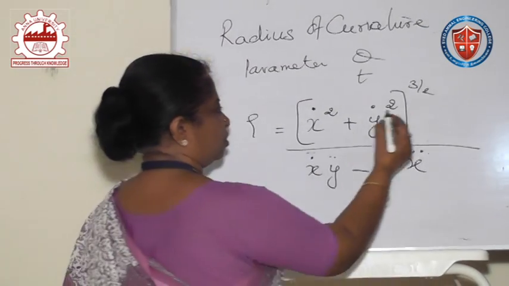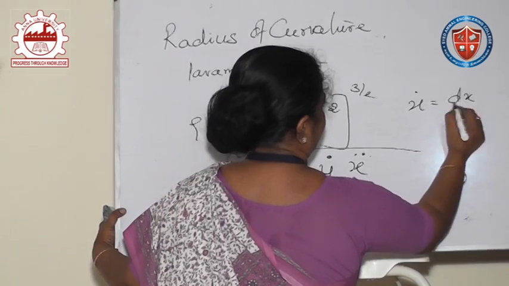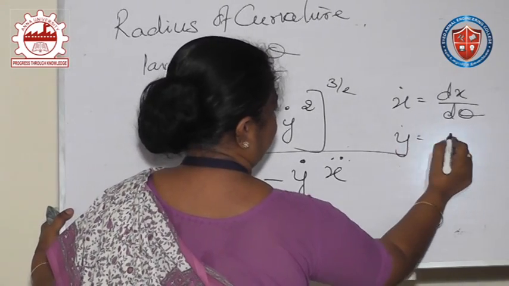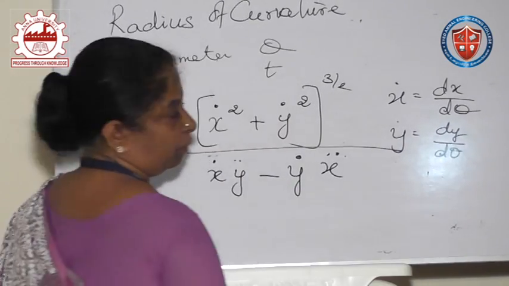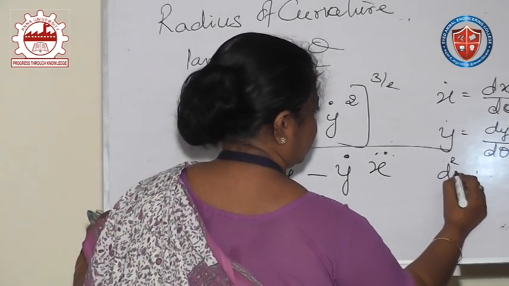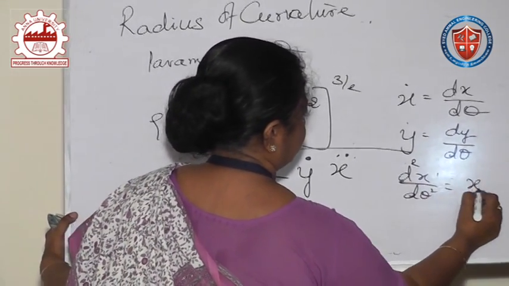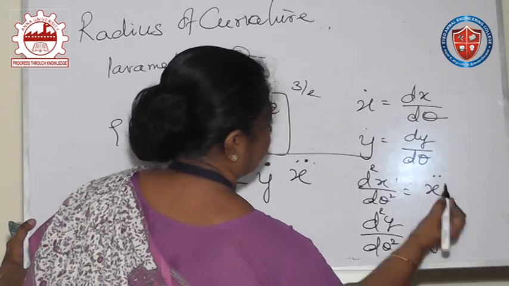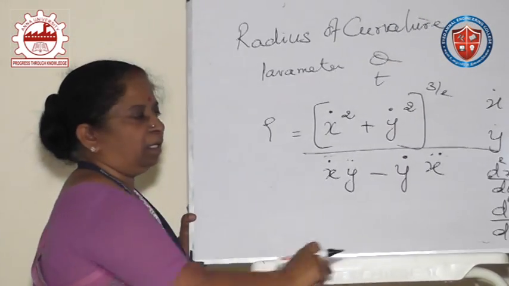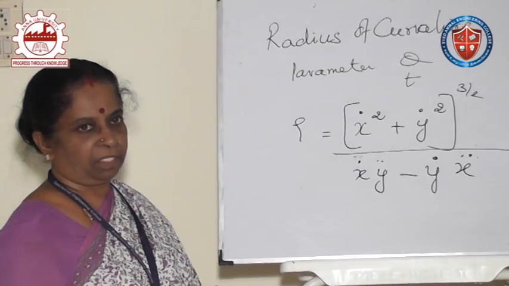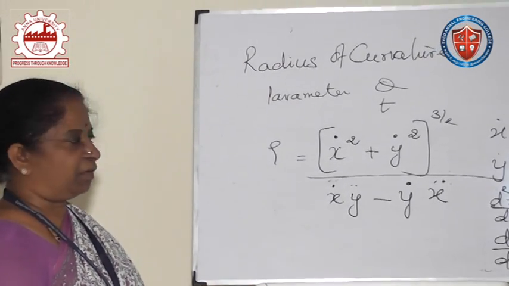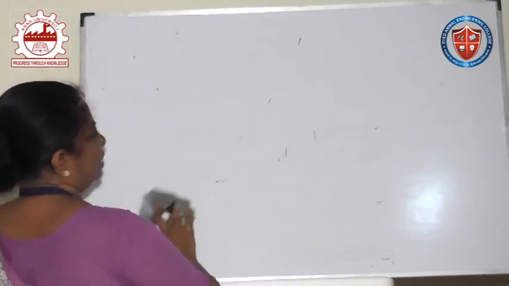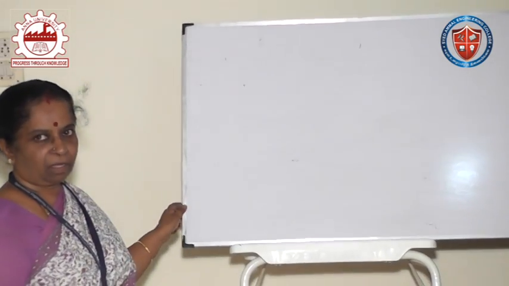What is the meaning of x dot? Now x dot is dx by d theta. If I take my parameter to be theta, y dot is my dy by d theta. Then d square x by d theta square becomes my x double dot, and d square y by d theta square becomes my y double dot. Accordingly, I find my radius of curvature. Once I find my radius of curvature, it will be easy for me to proceed to finding the center of curvature and also the circle of curvature.